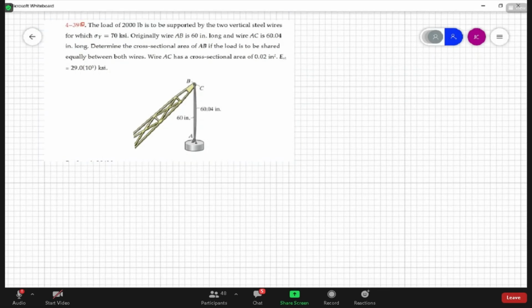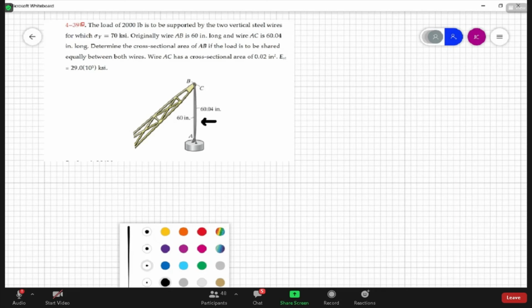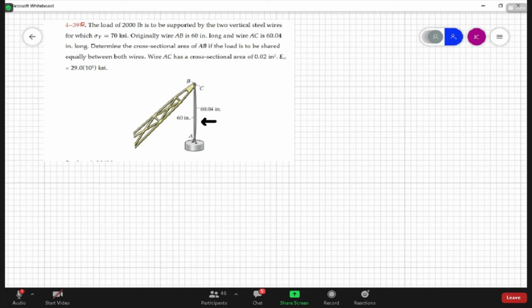So it's statically indeterminate because we have the two wires here that are connecting the dead load, right? This is 2,000 pounds, right? Back to the crane at point C and B, right? One of the wires is a little bit longer, right? Wire AC is 40 thousandths of an inch longer than wire AB, all right?